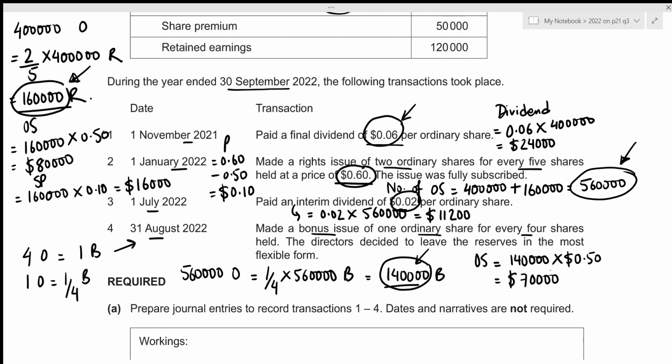Now let's have a look at our first question. We need to prepare journal entries to record the transactions 1 to 4, and the dates and narratives are not required. Okay, let's move back to our first transaction again. We paid a final dividend, right? Dividend is basically an expense for a company because we're paying it out to our shareholders, and expenses are always recorded on the debit side in our journal entries, right?